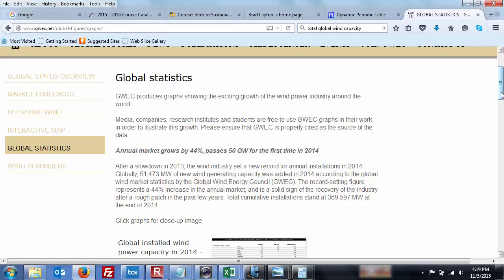And it says the total stands at 370 gigawatts, which is almost double what it was in 2010. So in 5 years, from time 0 to 2010, we got 194, and from 2010 to now, we're already knocking on 400. So pretty impressive.